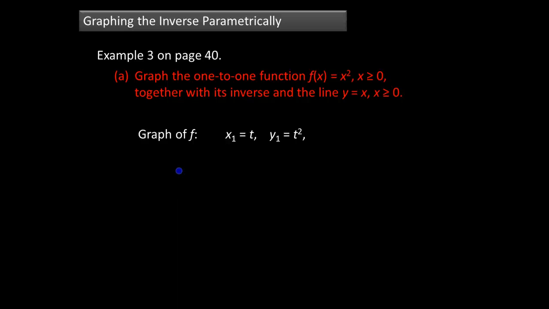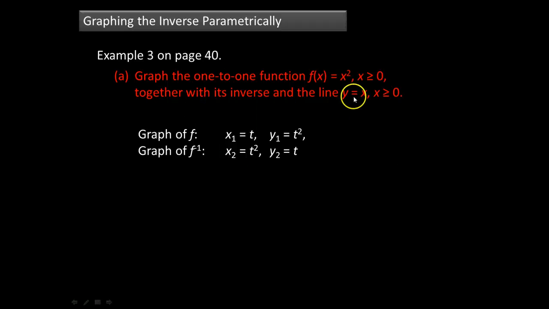To simply find the inverse, we switch the x and y. So this time for the inverse function, we let x2 be the t squared function, and we let the y2 be the t. And now these two parametric equation pairs are inverses of one another.